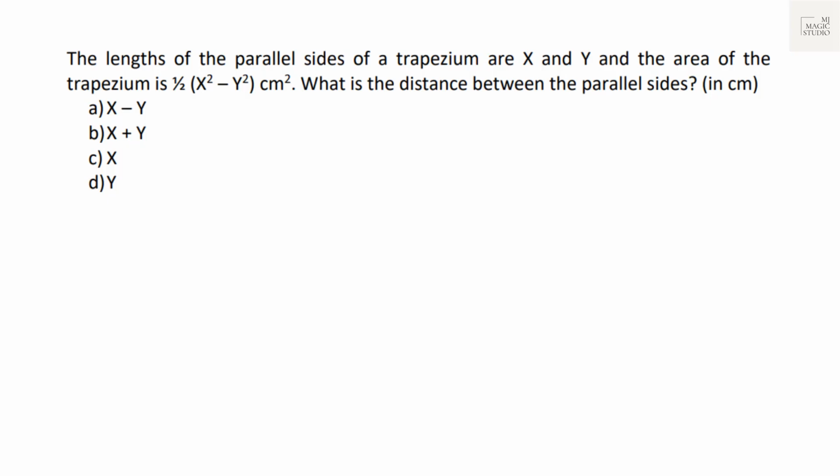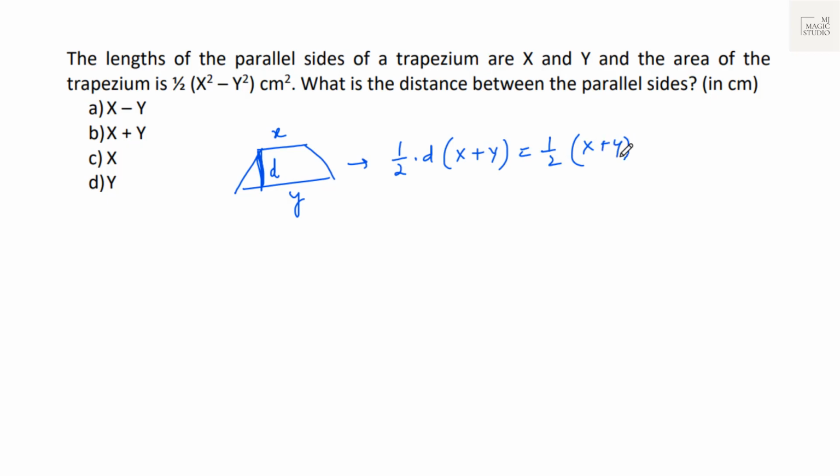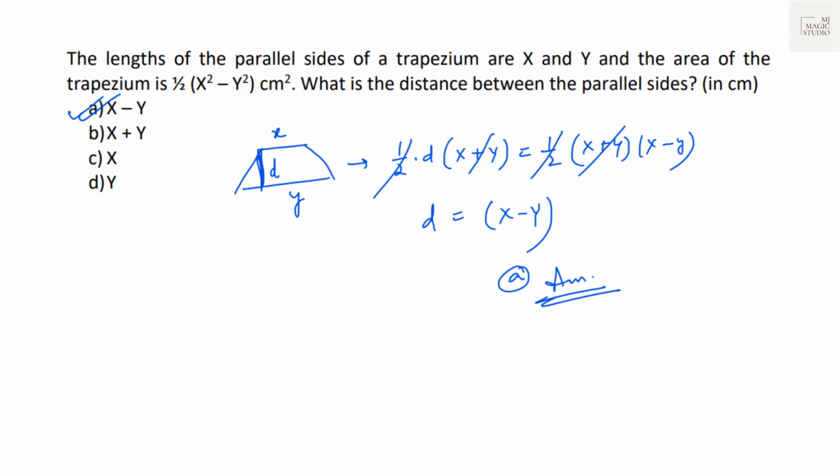15 to 20 seconds on your screen, reading time, and put the tick. Do it. The lengths of the parallel sides of a trapezium are x and y, and the area of the trapezium is this. What is the distance between the parallel sides? Let the distance between the parallel sides be d. Then the area of the trapezium is given by half into d into the sum of parallel sides, which equals half into x square minus y square. That means x plus y into x minus y. Just equate and we'll get the distance between the two parallel sides is nothing but x minus y. Mark option A and move on.